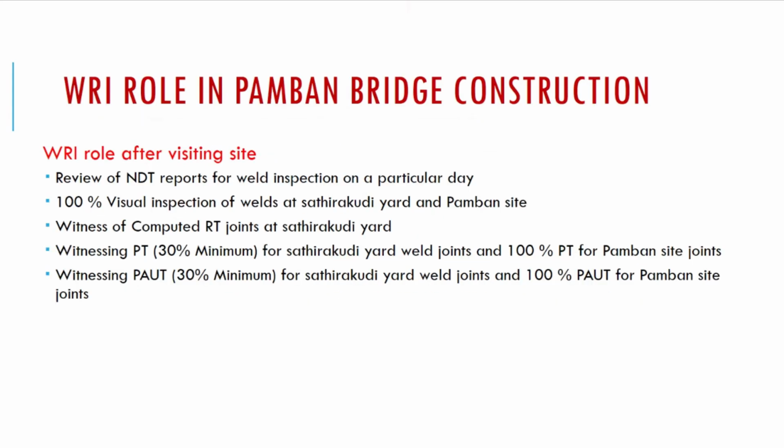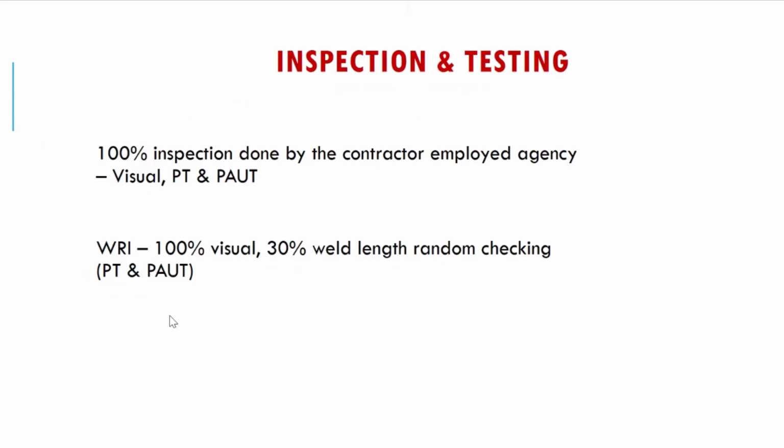After getting the call from that fabricator, we are going to visit the site and review the NDT reports for weld inspection on a particular day. 100% of the weld length should be visually inspected at site. Witnessing of computed RT joints at site. In addition, witnessing the penetrant test of 30% weld length at site, and also 30% weld length for PAUT inspection at site. These are all the roles in NDT inspection.